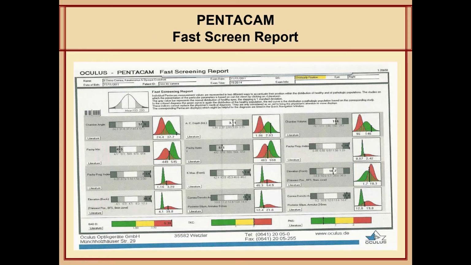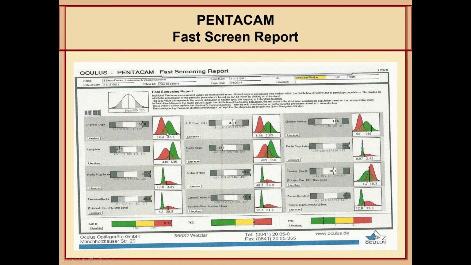Now, a new addition to the report is the fast screen report. The fast screen report looks at different values from the anterior segment of the eye, like the chamber angle in here, anterior chamber depth, and the chamber volume, and the cornea, the thinnest, the maximum, the minimum, all these changes. And you can see a red curve and a green curve, Gaussian curve.